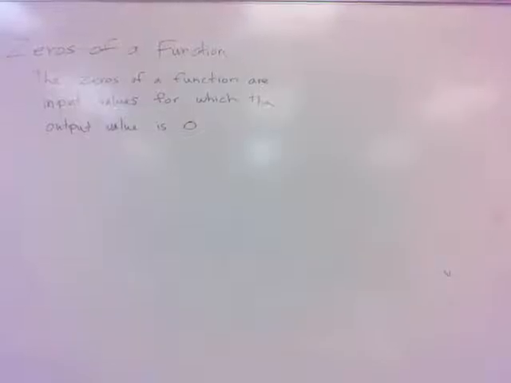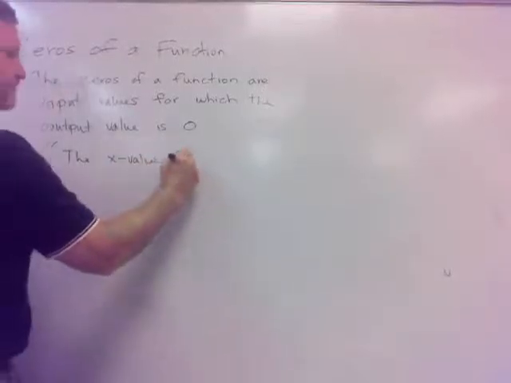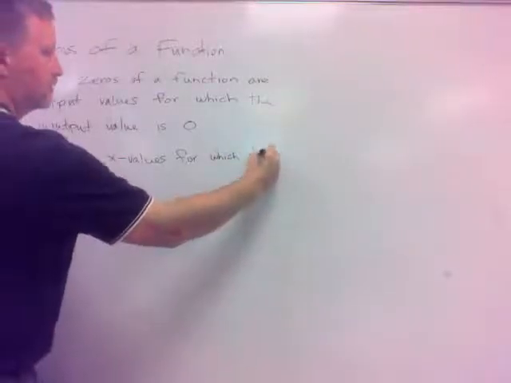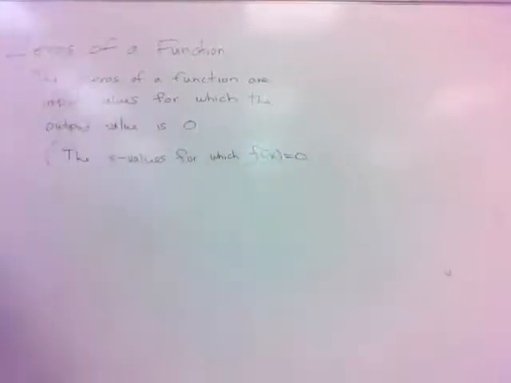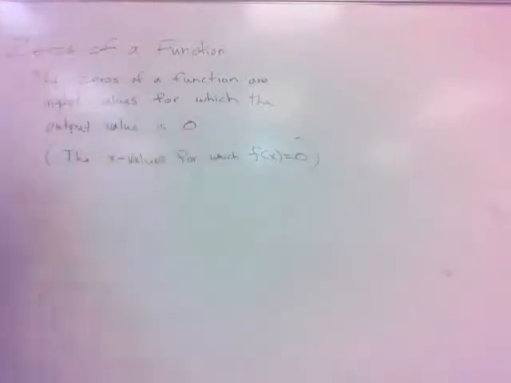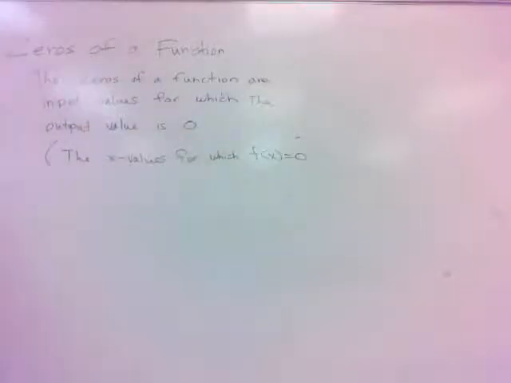Or, in normal notational terms, it's the x values for which f of x is 0. Right? The x values are the input values, and so the f of x are the output values. So this is what it means. Zeros of a function are the x values when the f of x equals 0.